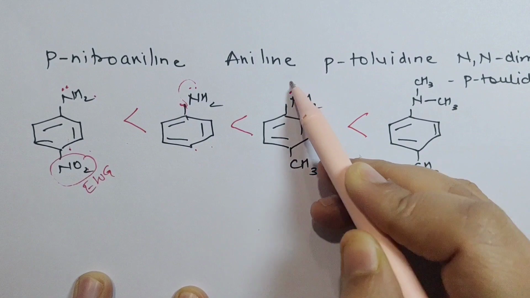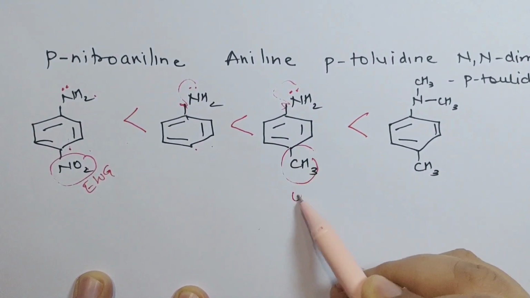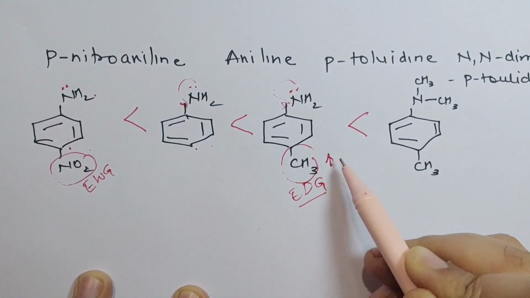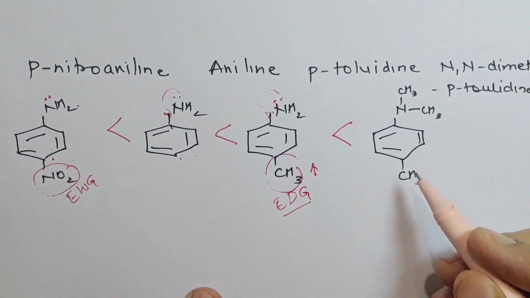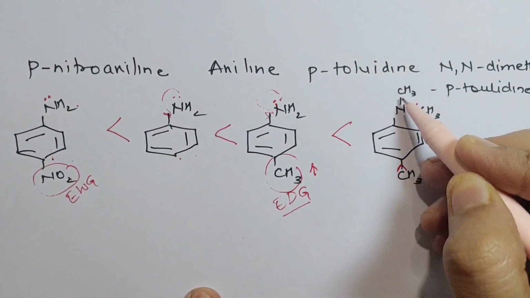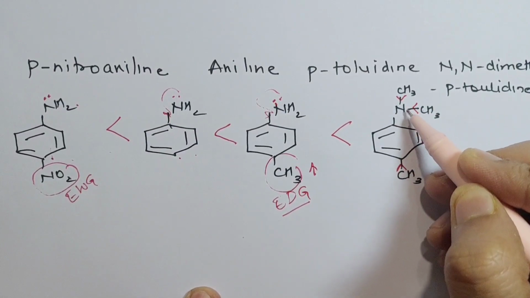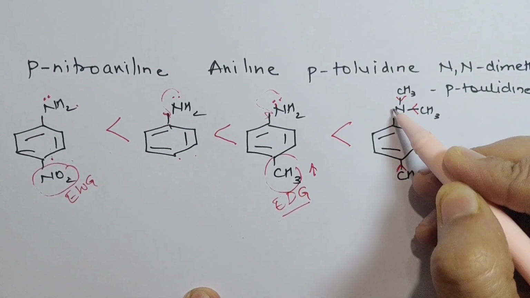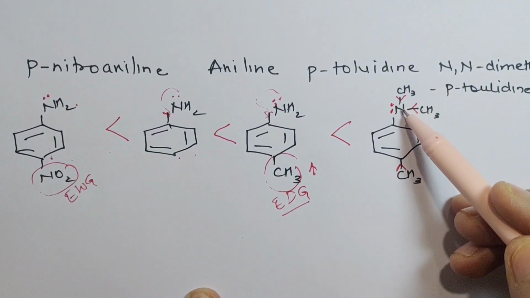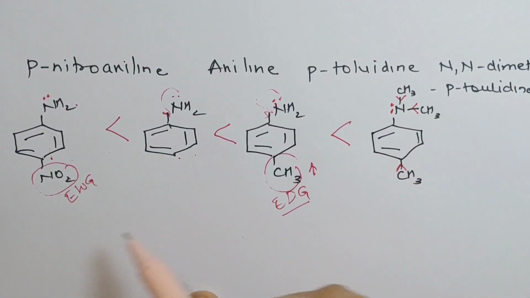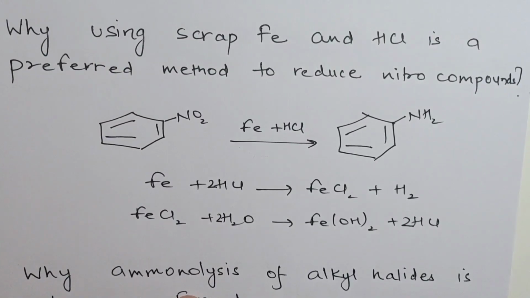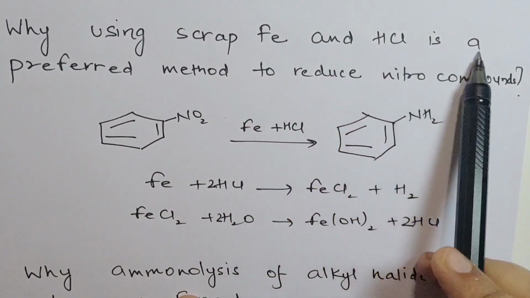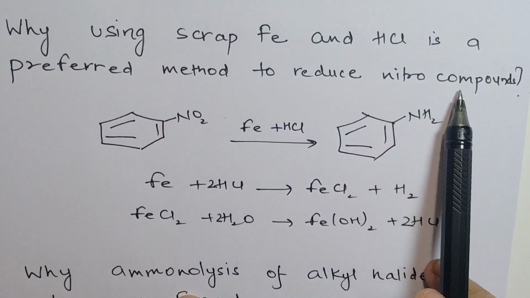Here, lone pair is busy in resonance, but then there is an electron donating group which would increase the electron density on nitrogen. Here, we have that plus two additional alkyl groups directly in contact with nitrogen, which is increasing the electron density on nitrogen even more so. Okay, so that is why this is the trend. Next question. Why using scrap iron and HCl is a preferred method to reduce nitro compounds?